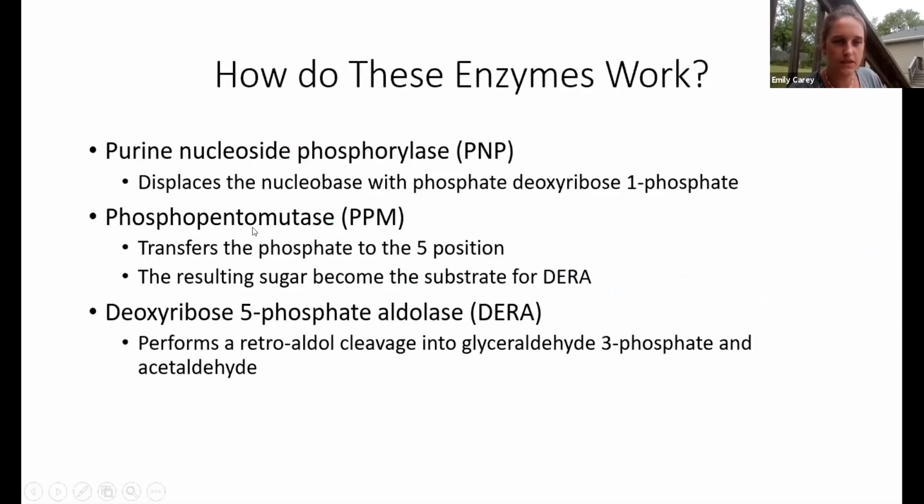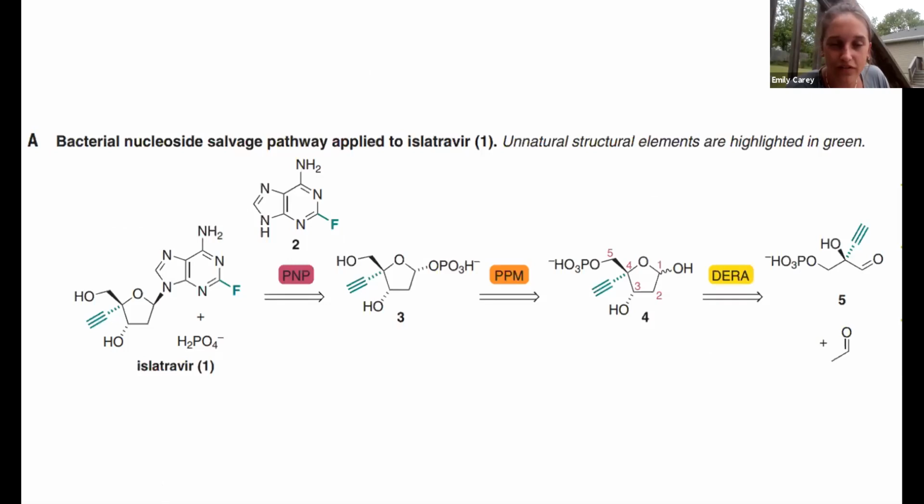And then the PNP, in the reverse reaction, displaces the nucleobase with the phosphate, making deoxyribose 1-phosphate. Yeah. And again, unfortunately, they're describing the reverse reaction than what they want. You know what I mean? Because they want the nucleobase to displace the phosphate, not have a phosphate displace the nucleobase. Do you see what I'm saying?